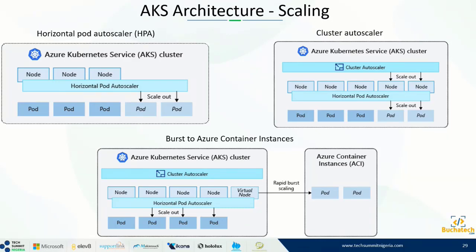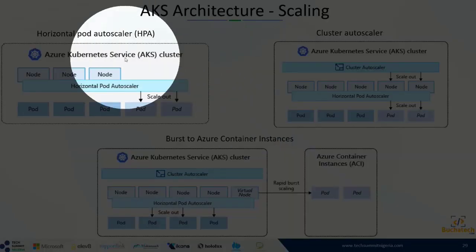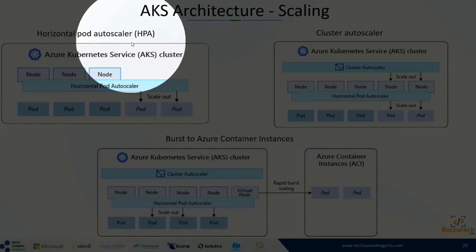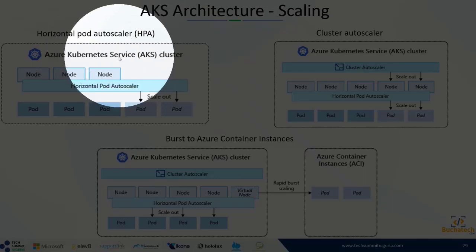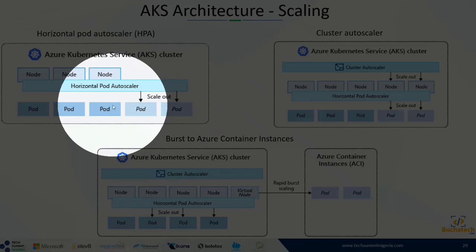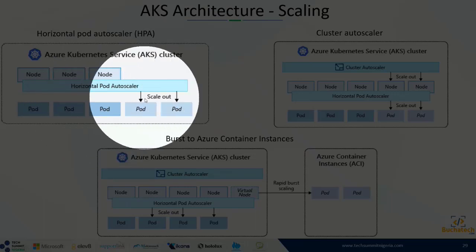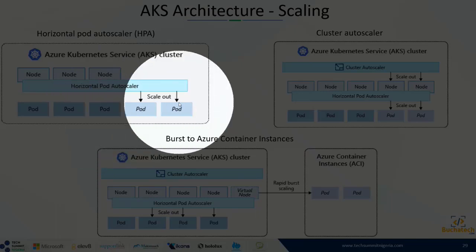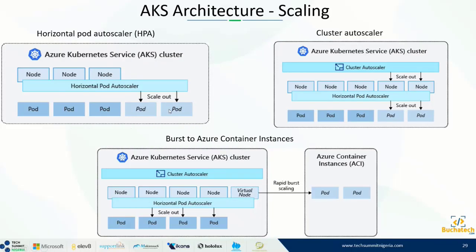Right? And so Kubernetes has a couple of options for scaling. So there's something called the horizontal pod autoscaler. And what this does is it will actually scale out pods for you, right? So you might have 2 pods running. Maybe your user traffic increases.